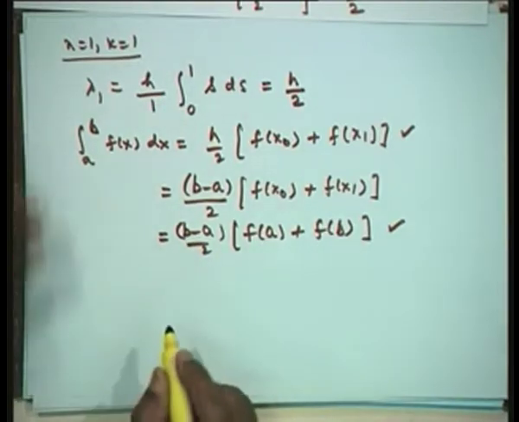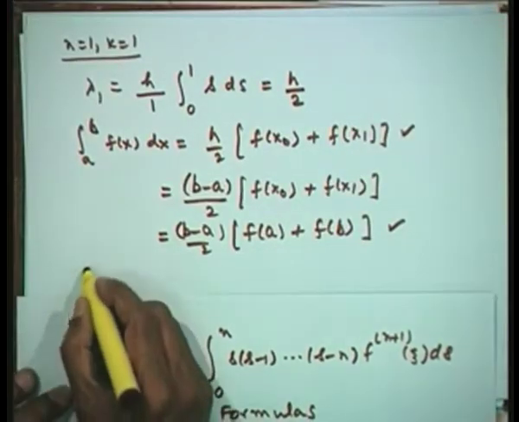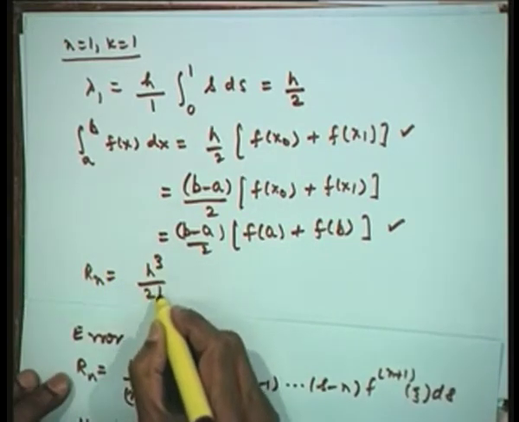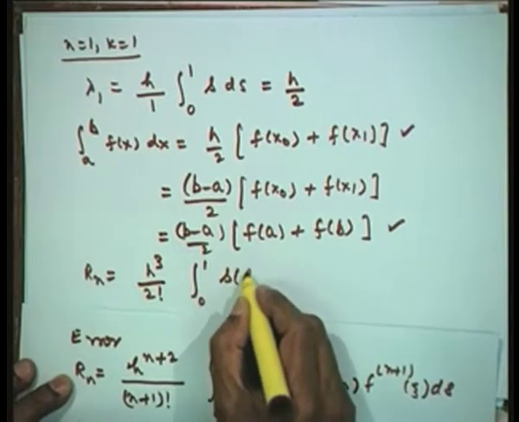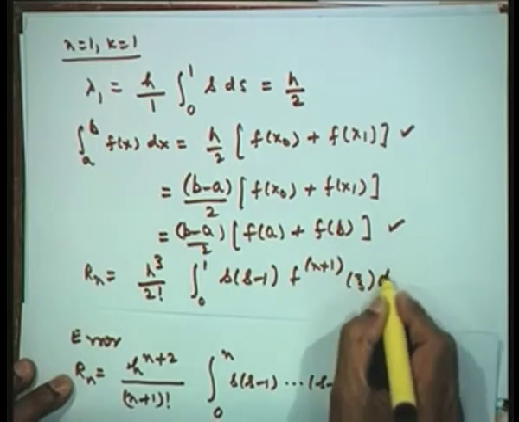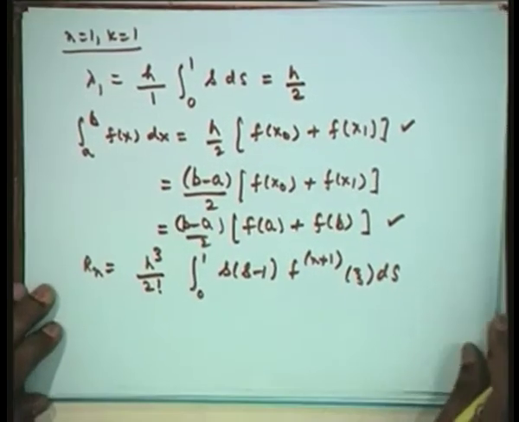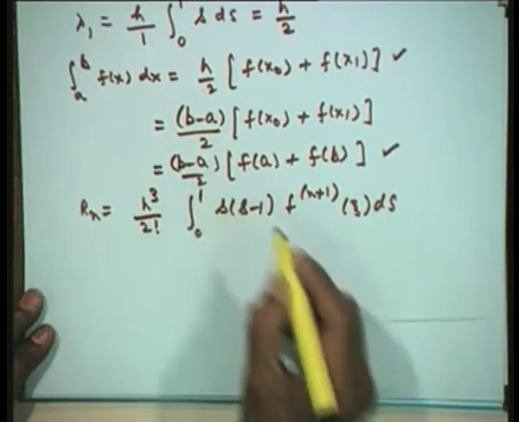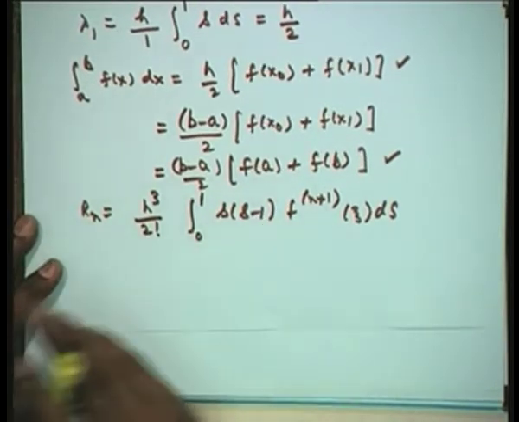Now, let us write down the error term. The error term is given by this. Now, n is equal to 1, therefore, our error R n is h cubed by factorial 2. I am putting n is equal to 1 here, integral 0 to 1 s into s minus 1 f n plus 1 xi ds. Now, it is possible sometimes for us to use the mean value theorem of integral calculus to evaluate this, as we have done earlier also.